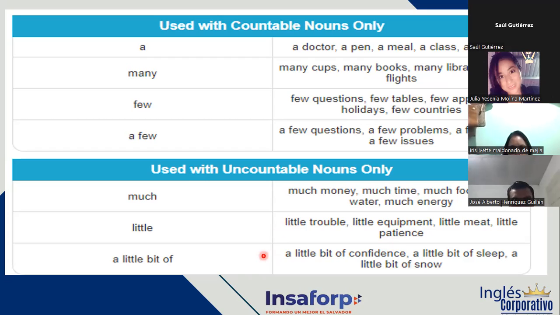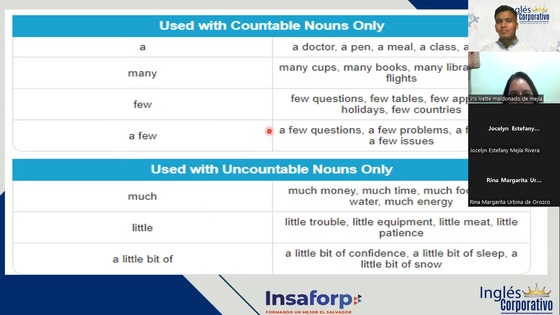Iris. A little bit of confidence, a little bit of sleep, a little bit of snow. Okay. Questions, preguntas. A little bit of, that means un poquito. Cuando usted dice, do you want some coffee? ¿Quieres un poquito? A little bit of, okay. That's pretty much it. Any other question?